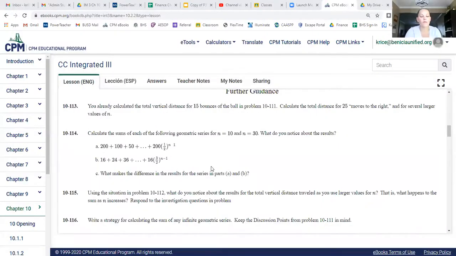Okay, so here on 114, it says calculate the sums of each of the following geometric series for n equals 10 and for n equals 30. What do you notice about the results? And then what makes the difference in the results for the series in parts A and B? So go ahead and copy those down. So we're going to do n equals 10 and n equals 30.